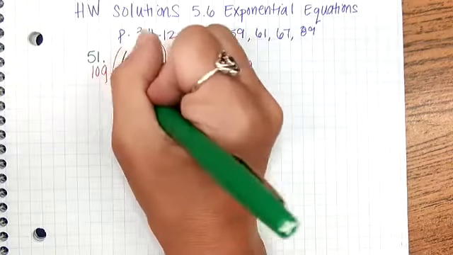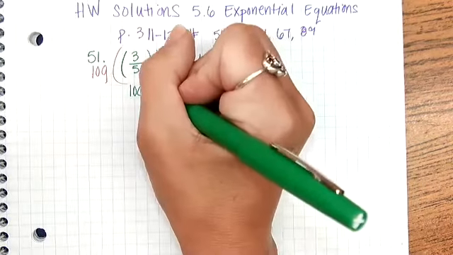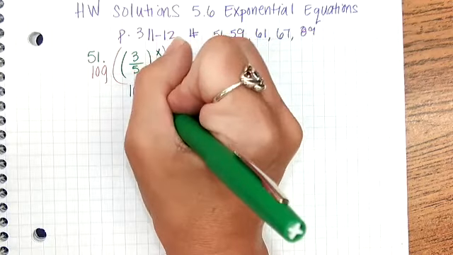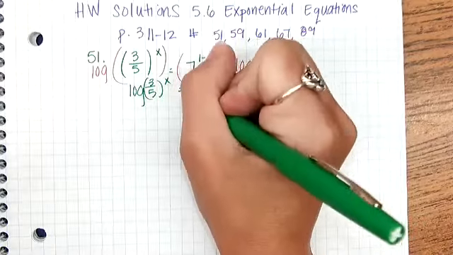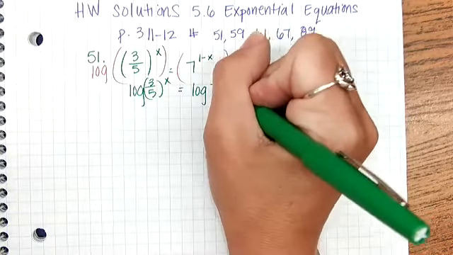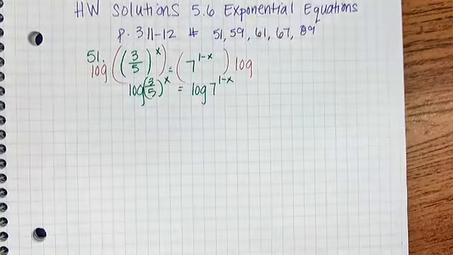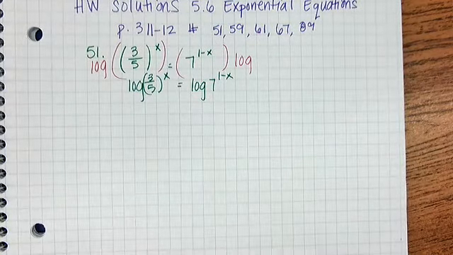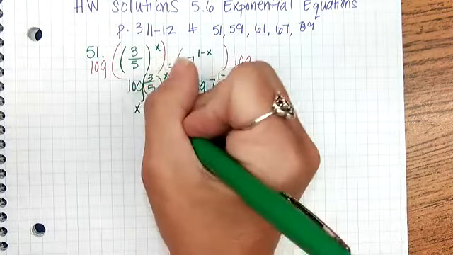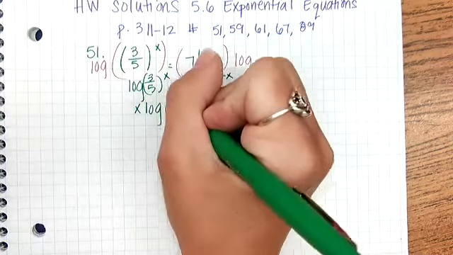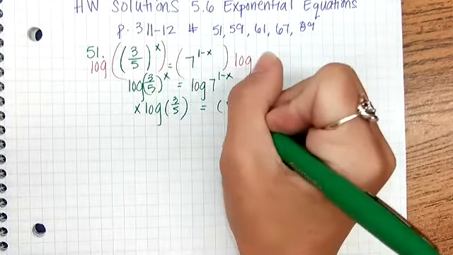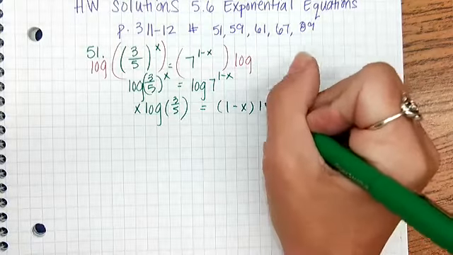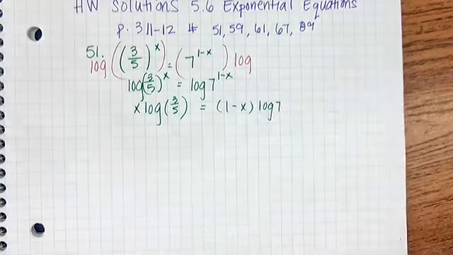So this becomes the log of 3/5 to the x, and that's going to equal the log of 7 to the 1 minus x. Bring the x down in front. This is x times the log of 3/5. And that equals parentheses 1 minus x times the log of 7.